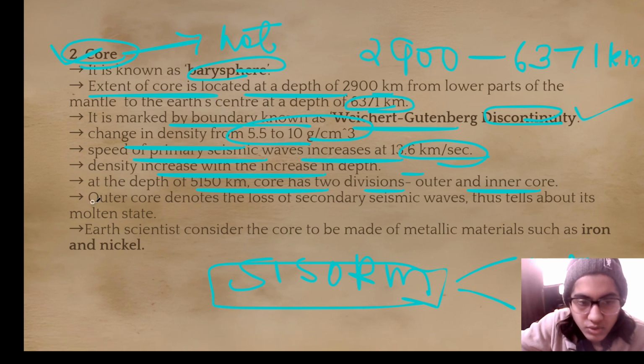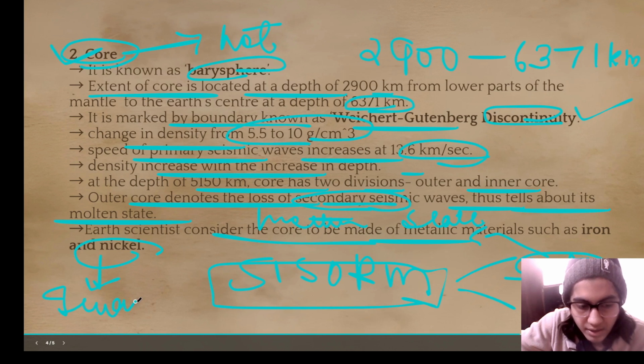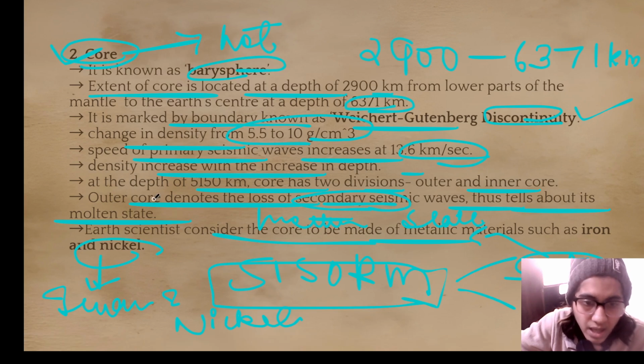The outer core denotes the loss of secondary seismic waves, thus it tells its molten state. So this outer layer is in a molten state. And then we have the inner layer, and the core is basically made up of metallic materials, iron and nickel. As you can see, the loss of speed of secondary seismic waves tells us that it is in a molten state.